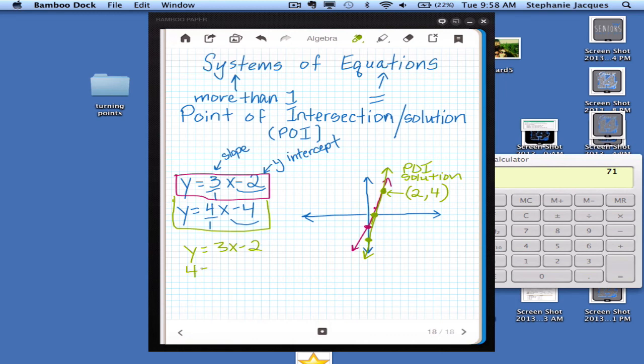So my y value is 4, my x value is 2. 3 times 2 is 6, 6 minus 2 is 4. That one checks out. Let's try it on the other equation. It should make both equations true in order to be a solution to the system. So I'll put my 4 here, my 2 here. 4 times 2 is 8. Oops, apologize, put a 4 there. 4 times 2 is 8, minus 4 is 4. It checks out. So that is the solution to this system, the point where those two lines hit.